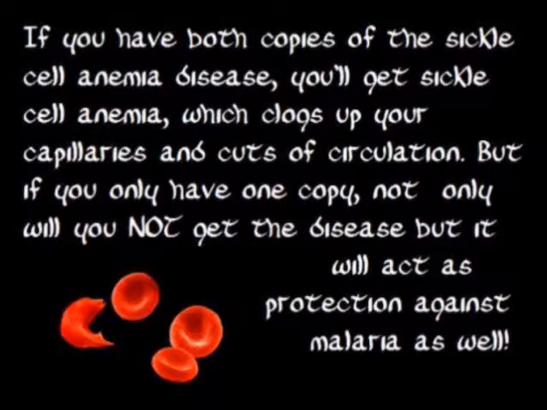If you have both copies of the sickle cell anemia disease, you'll get sickle cell anemia, which clogs up your capillaries and cuts off circulation. But if you only have one copy, not only will you not get the disease, but it will act as protection against malaria as well. So that's an example of how a mutation can be both beneficial and harmful.